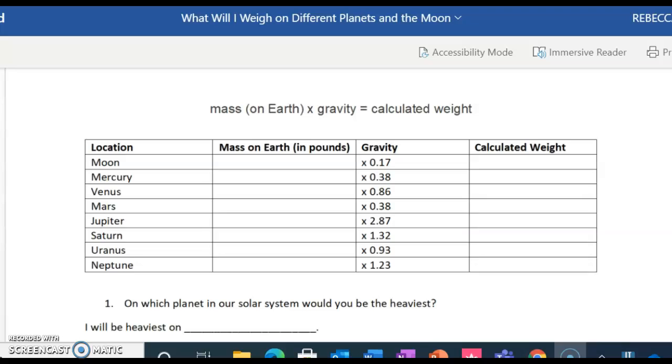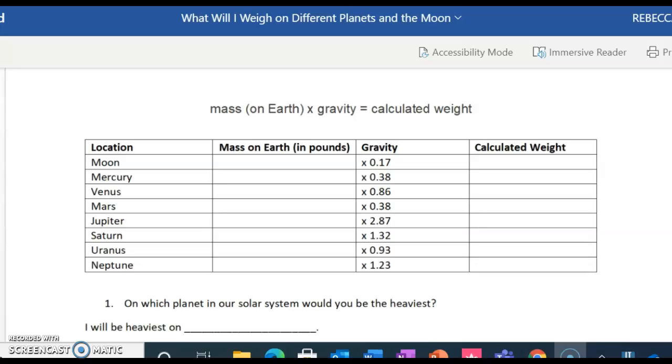So all you need to do for the mass on Earth in pounds is either step on your bathroom scale or give a guess and type it in. Right? So let's say we're doing the moon first. Let's say I weigh 100 pounds on Earth. So what I'm going to do is take 100 and then multiply it by the gravity. The gravity on the moon is 0.17 times that of Earth's. So we would take 100, multiply it by 0.17, and then we would get our calculated weight.